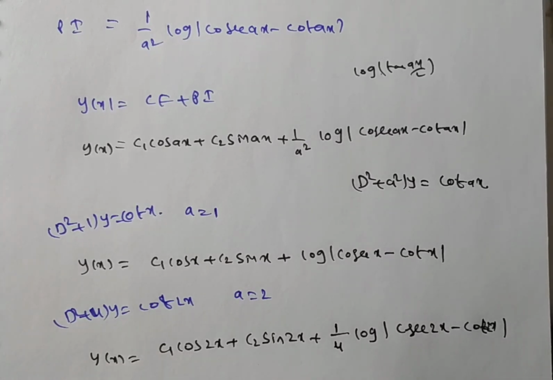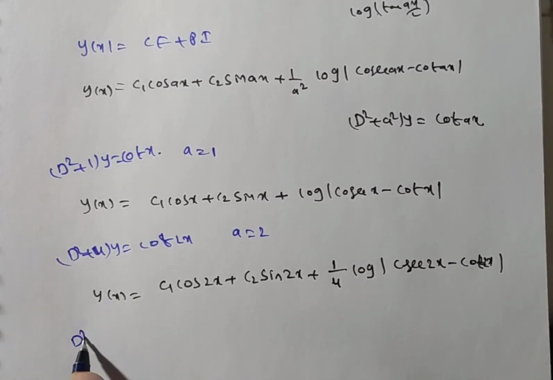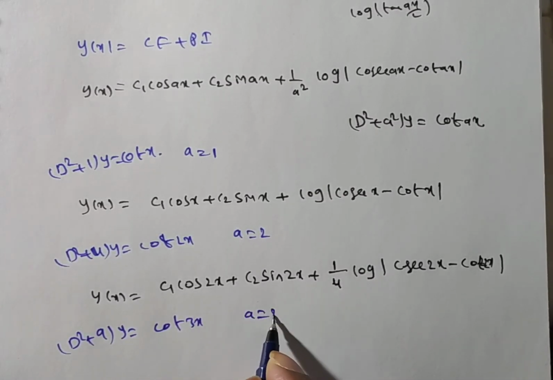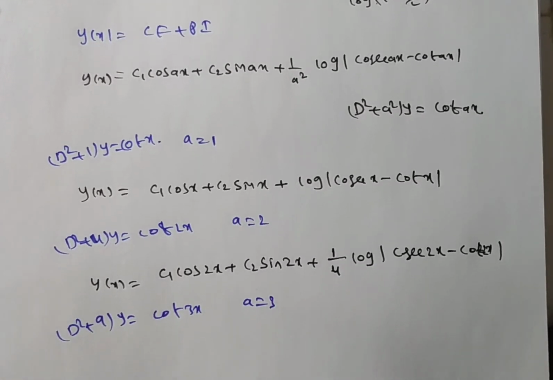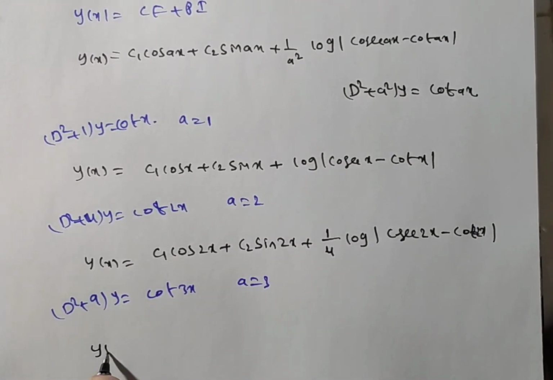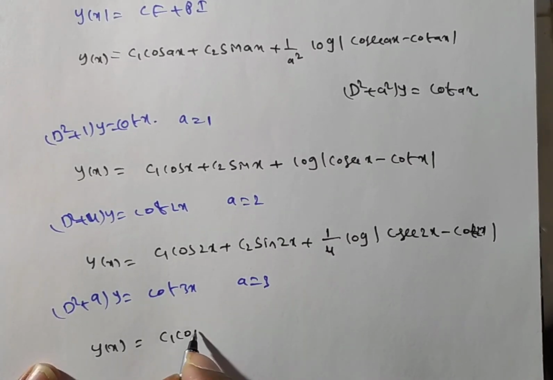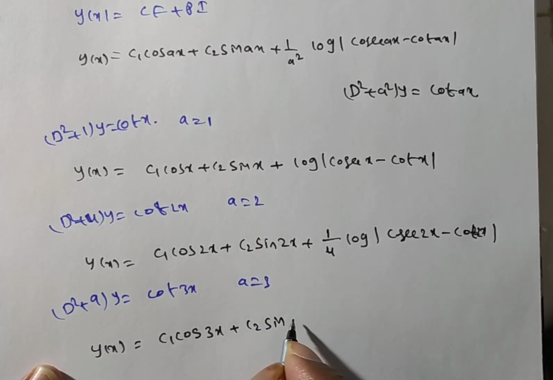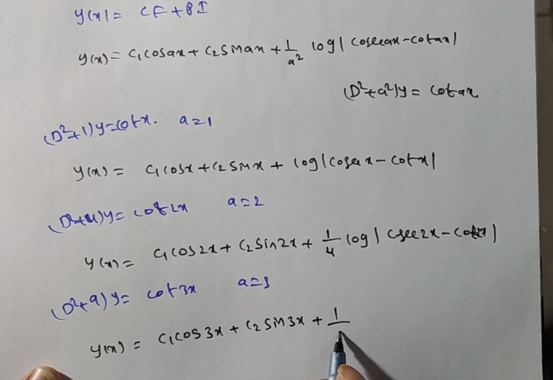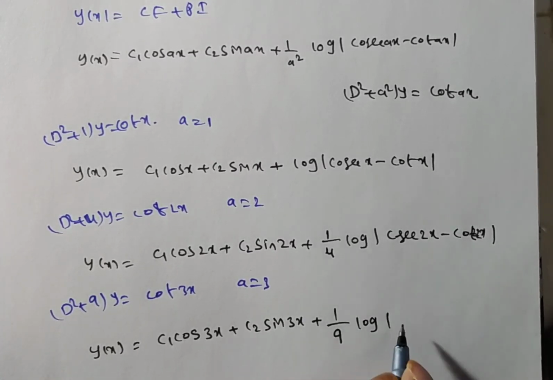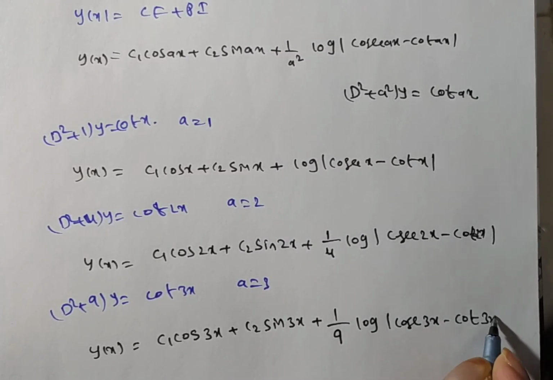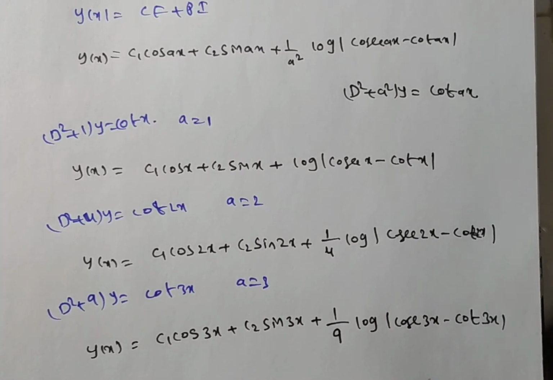That's it. Next last one we have d square plus 9 into y is equal to cot 3x. So a is equal to 3. We have to replace in the general solution. Then we will have the general solution is y of x is equal to c1 cos ax, a means 3x here, c2 sin ax means 3x only, plus 1 by a square is nothing but 1 by 3 square is 1 by 9 log mod cosecant ax, ax means 3x, minus cot ax is nothing but cot 3x. So these are the solutions for the given problem.